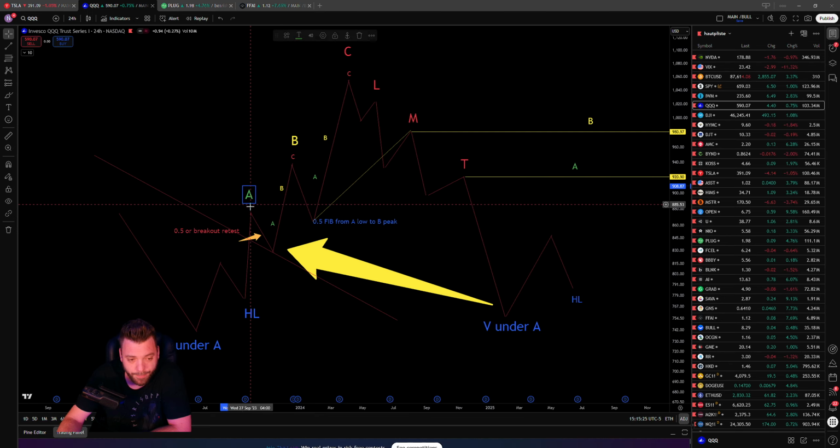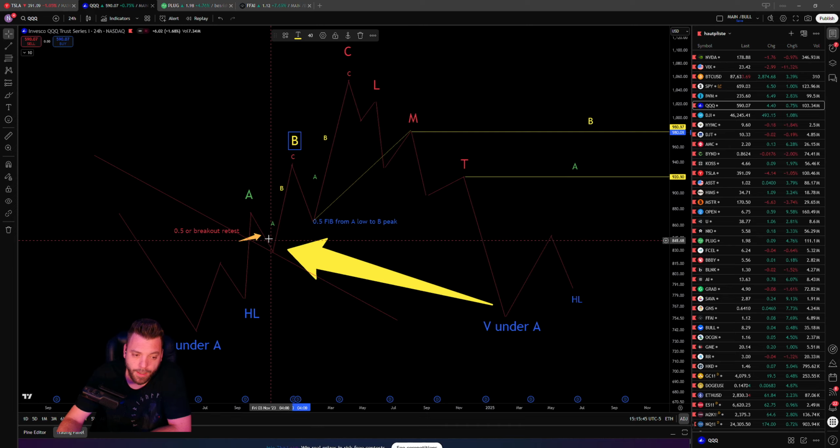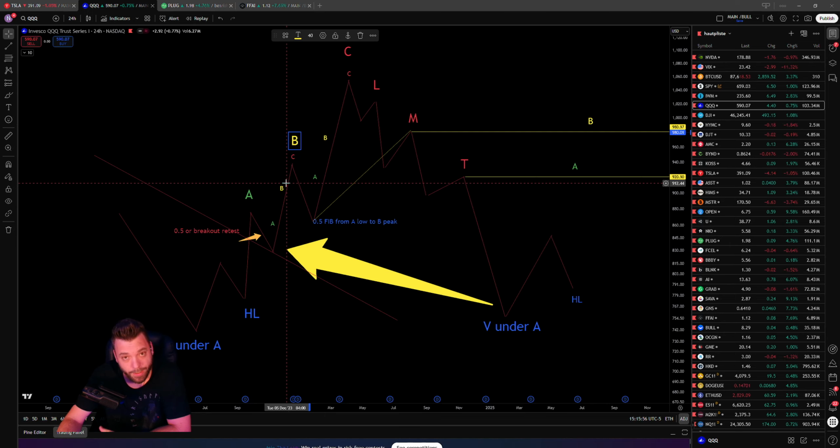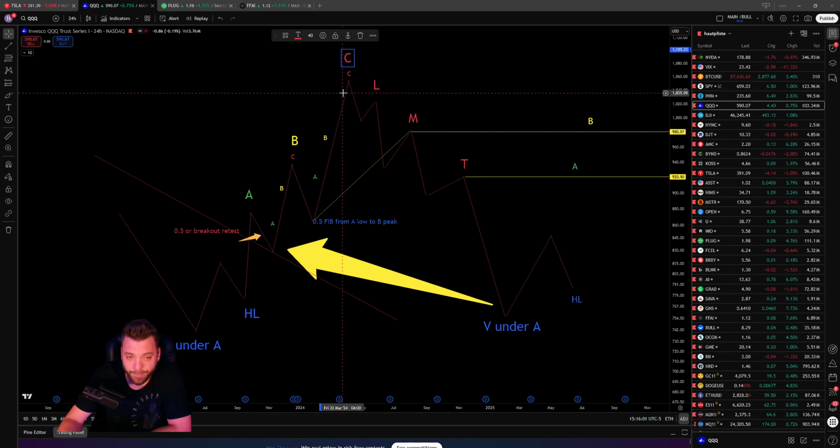Then you're doing your A peak, then the same: 0.5 pullback from the absolute low, or just a breakout retest of an important trend line. Then you go to your B. Then you're doing a 0.5 pullback from the low of A to the peak of B. A warning in the micro tracking, which I will explain after that, you don't have to do that. And on some stocks, you aren't doing that. So, then you're doing your C, your peak.